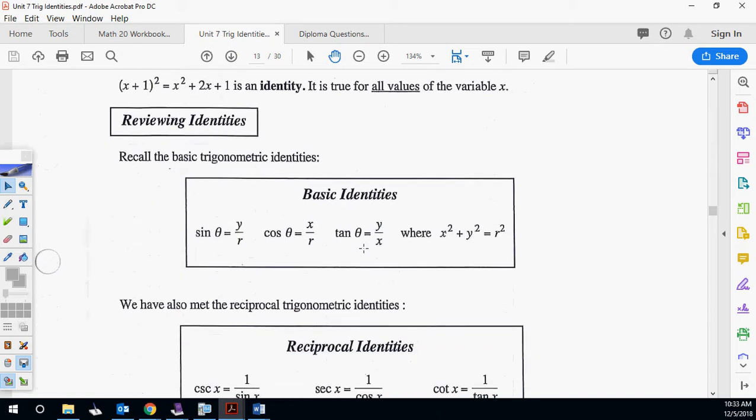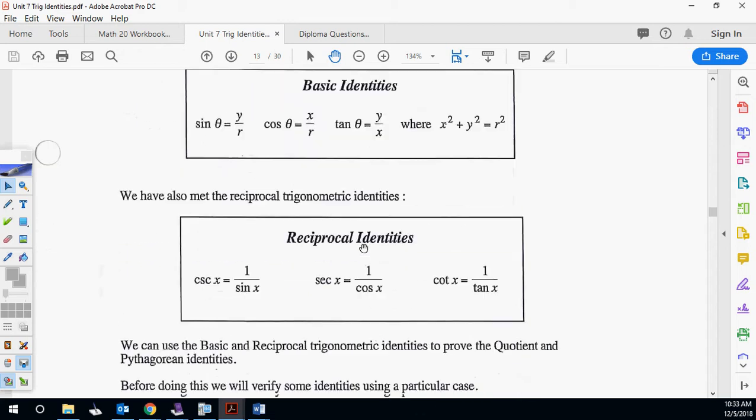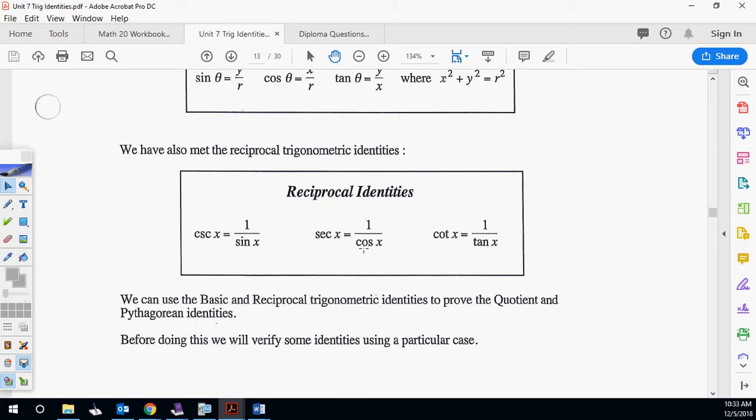So reviewing identities, your ratios are big for this. Understand your ratios of sine, tangent, cotangent, all that stuff is very helpful. So you've got your basic identities: sine is y over r, cos theta is x over r, tan is y over x, and then obviously our circle, x squared plus y squared equals r squared, which comes from the Pythagorean theorem. These are reviews, so you should just be highlighting them or making sure you remember. Then again, cosecant x is 1 over sine, so that would be r over y. Secant x is 1 over cosine, so that would be r over x. Cotangent is 1 over tan, so that would be x over y.